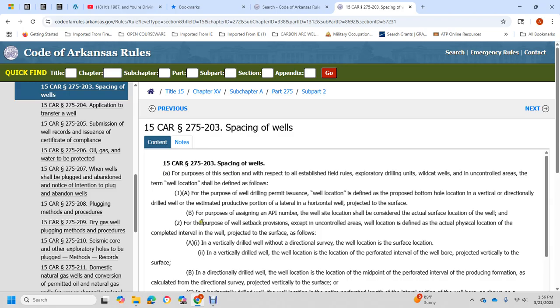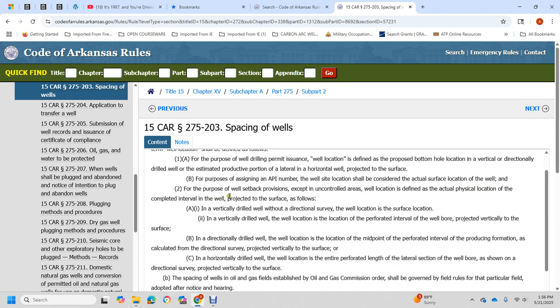For this purpose, the well setback provisions, except for the uncontrolled area of the well location, are defined with the actual physical location of the completed interval of the well projected to the surface as follows.